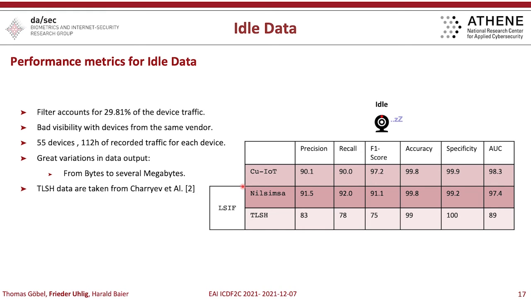And also, like devices that stem from the same vendor, we have a very wide array of devices, in this case 55 devices. CU-IoT still has a bit of catching up to do. The TLSH data in this case stems from Chayev and Goons. We were not able to fully replicate the results for this setup. But yes, we were in contact with Chayev and Goons, and we are very confident in the data. And so this is why we used them here.